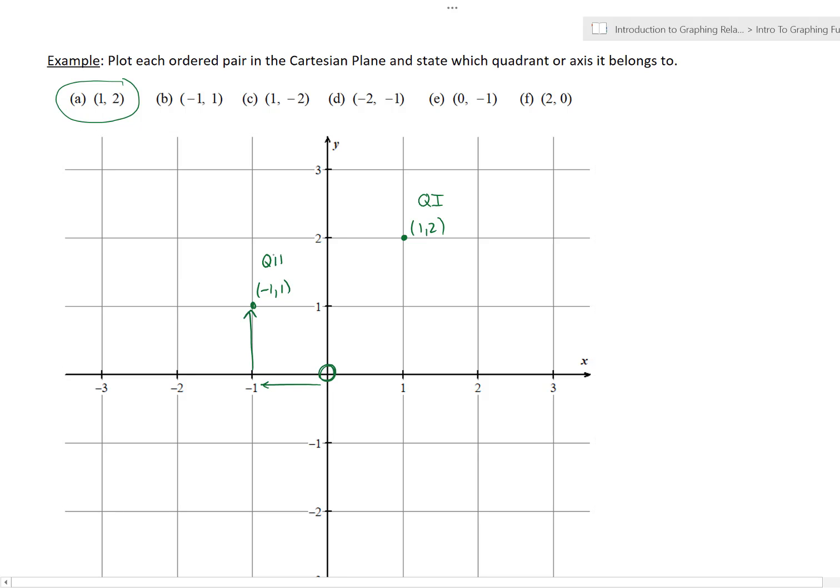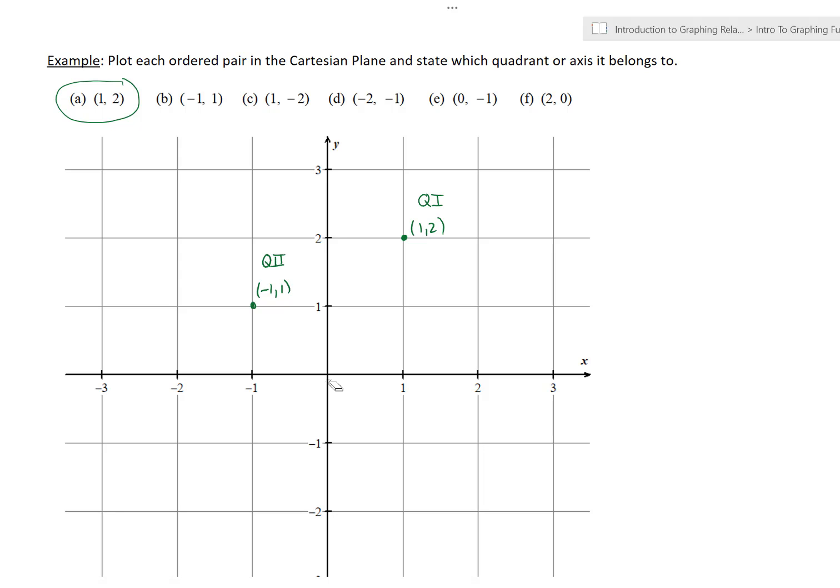Now you don't have to draw these arrows every time you plot a point, but since I'm trying to introduce the idea, I'm doing it for you. You also don't have to necessarily label these points, but we're doing it again because we're trying to reinforce the idea. All right, let's keep going.